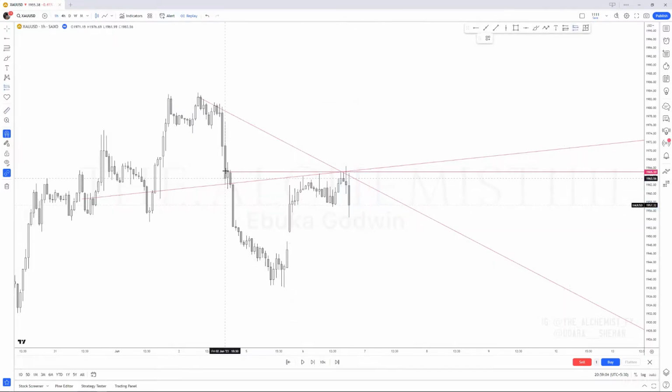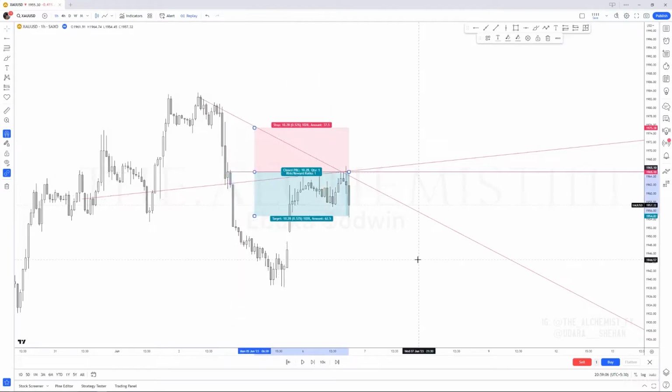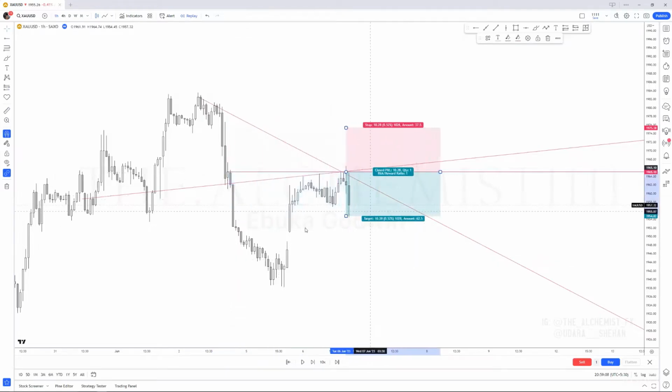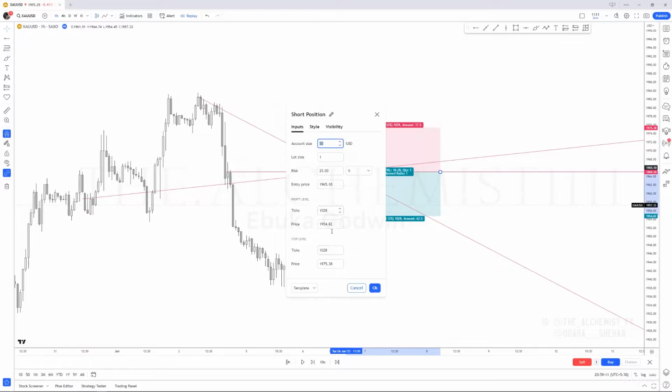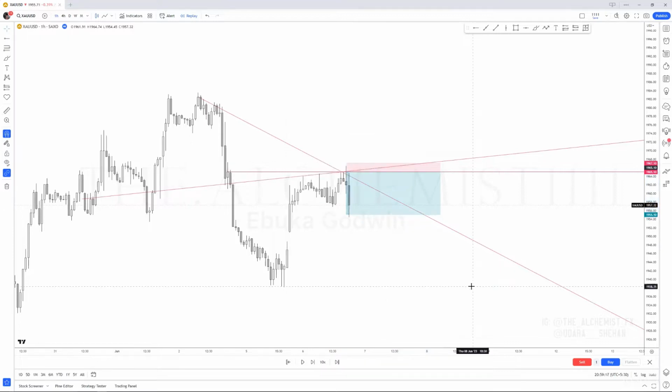20 pips stop loss, 100 pip target. That's a 1 to 5. That is what I do. Okay, so look at this. I'm sorry, 20 pip stop loss and 100 pip target. There we go, 5%. Easy.